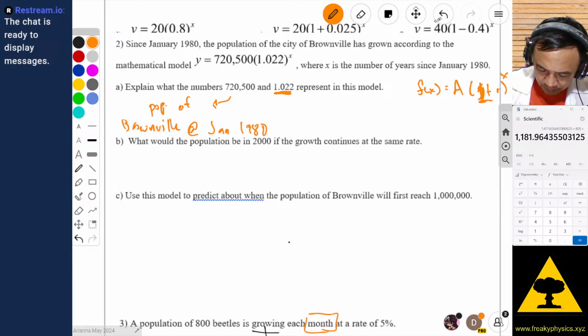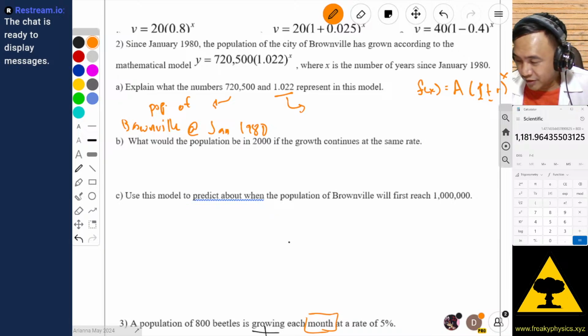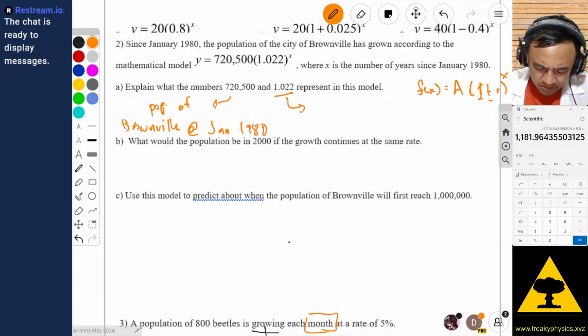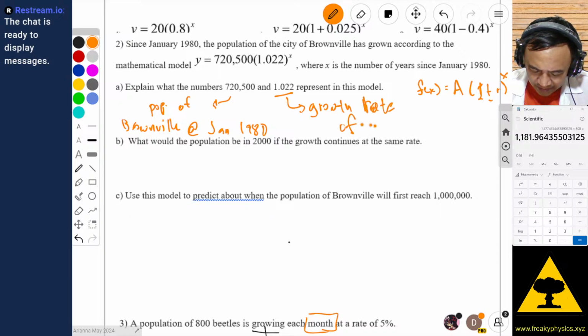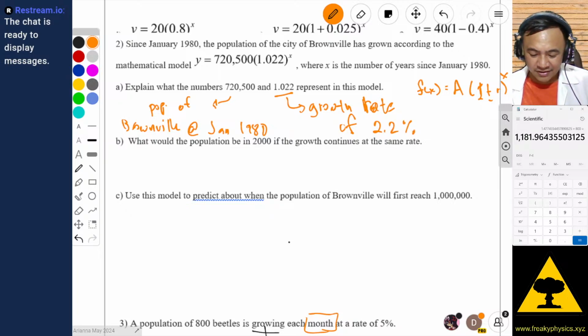It's the rate that it's growing. Exactly, the population is growing by how much? Or what's the growth rate? 2.2%. Correct, because you have to add the one. Yes, exactly. This is the answer now.